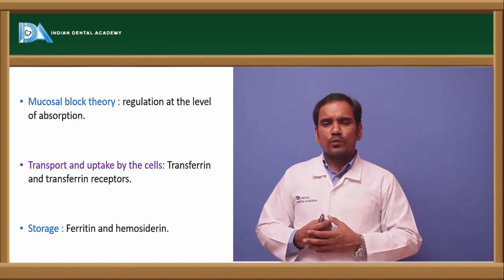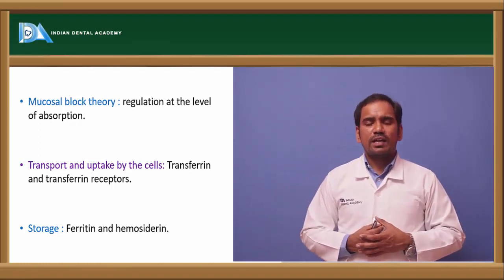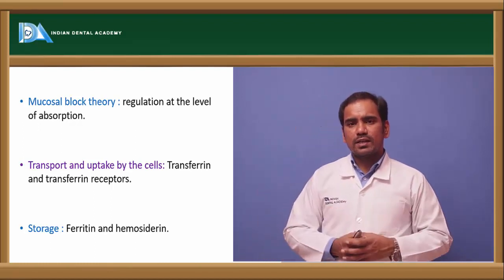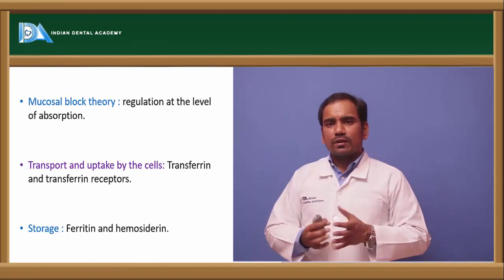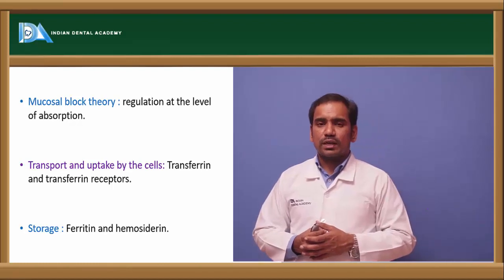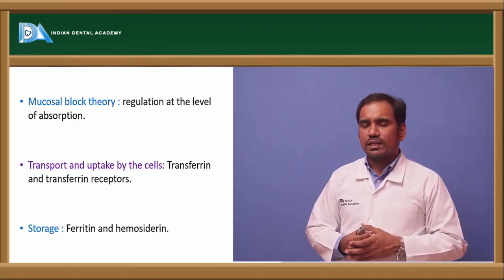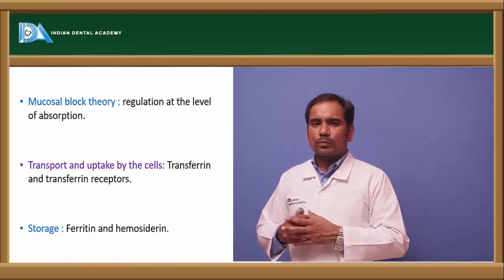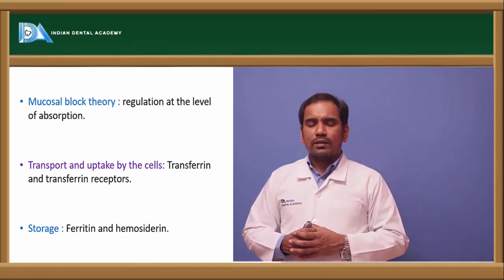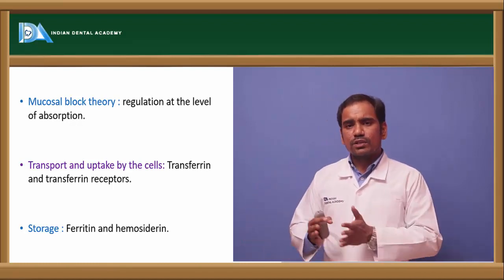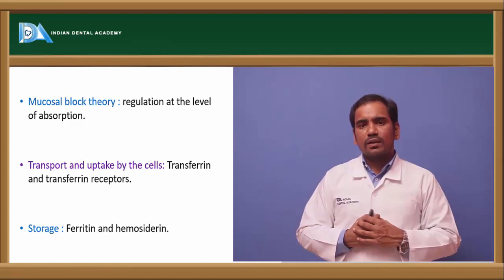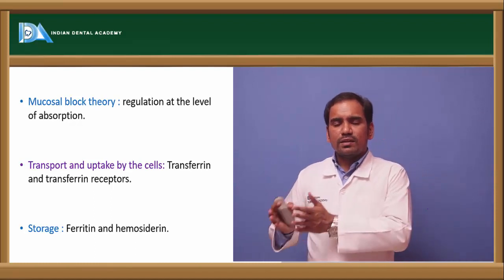For that absorption, we require a protein called divalent metal transporter, DMT1, which transports the iron from the intestinal lumen into the intestinal mucosal cells. Once it is transferred into the mucosal cells, it may be stored in the mucosal cell as ferritin. Otherwise, it is transported to the liver. It is transported in the blood with the help of transferrin, so from the mucosal cell it enters into the blood.